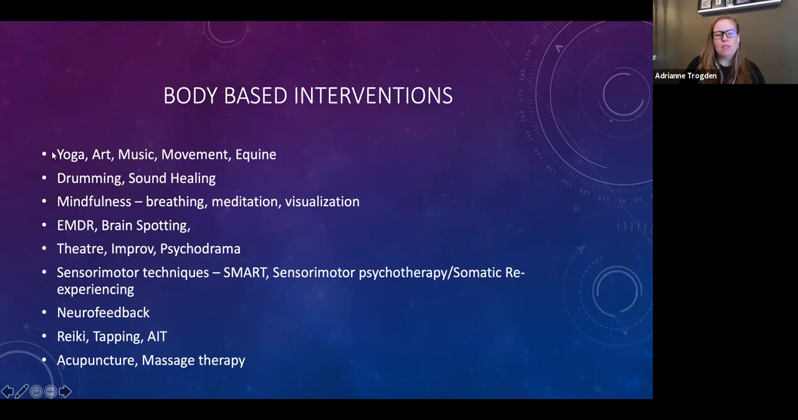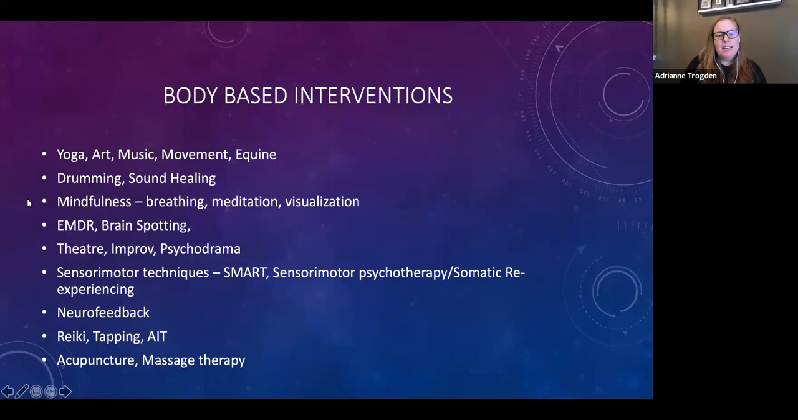Same thing with sound healing. Again, these things are typically done by people that specialize in these areas. So if your treatment program offers that, wonderful. If not, you may want to have some referrals in mind for clients that you think would benefit from drumming or sound healing kinds of activities.